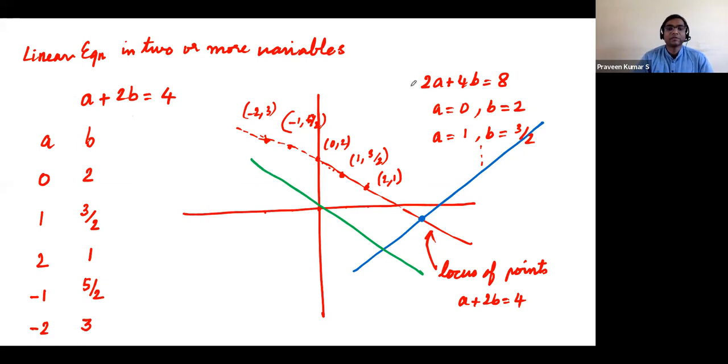Now in this case I have multiplied it with 2. If you multiply it with any number, I can write a plus 2b is equal to 4. If you multiply it with any constant number, you will get back the same equation. And if you plot the graph, you will represent the same straight line. Okay. So there are three scenarios which have come up now.